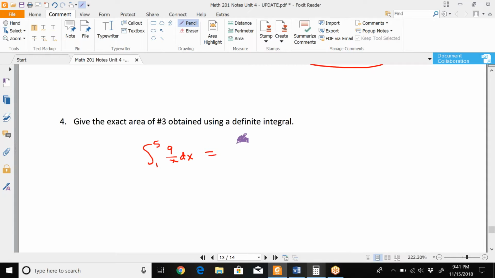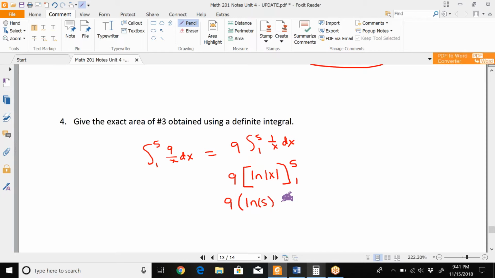would be, I'm going to go ahead and pull out the 9. So that's 1 to 5 of 1 over x dx. That's a natural log function. So 9 times natural log of absolute value of x evaluated from 1 to 5. So that's going to be natural log of 5 minus natural log of 1. And natural log of 1 is 0.